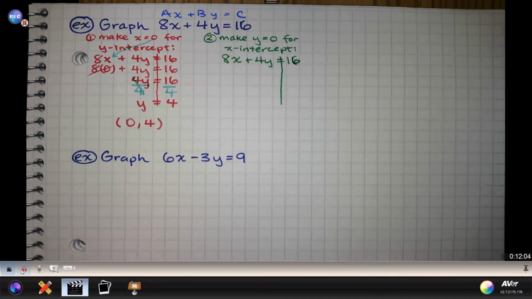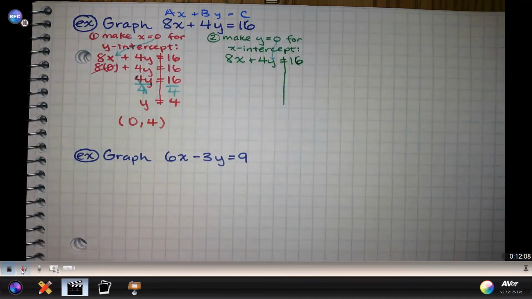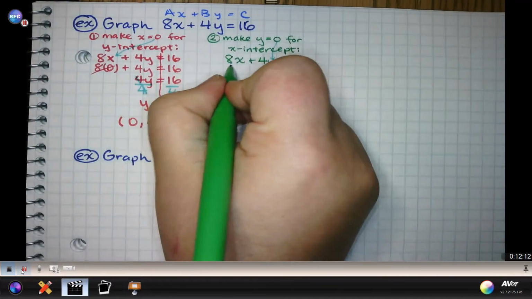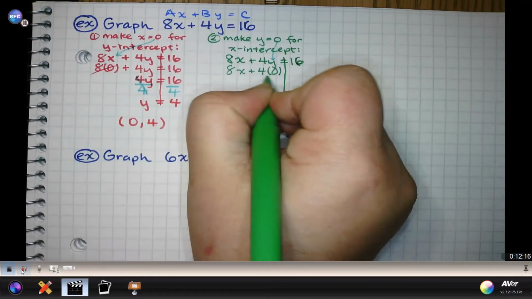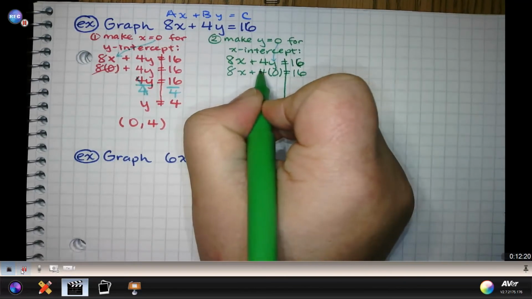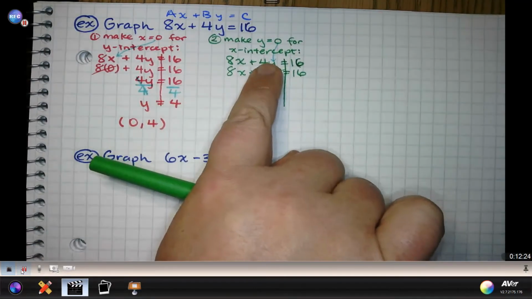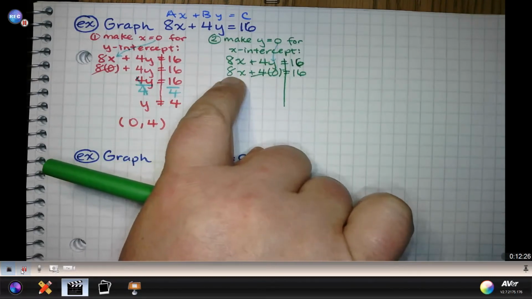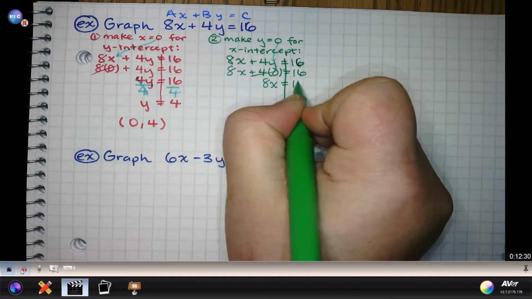Okay, so again, I'm going to take this 0, and this time I'm going to put it in for y. So I'm going to do 8x plus 4, and my parenthetical promise is I'm going to put parentheses around that, equals 16. Well, 4 times 0, what's that? That's just 0. It's gone. I don't need it anymore. So I'm just going to bring down the 8x equals 16.